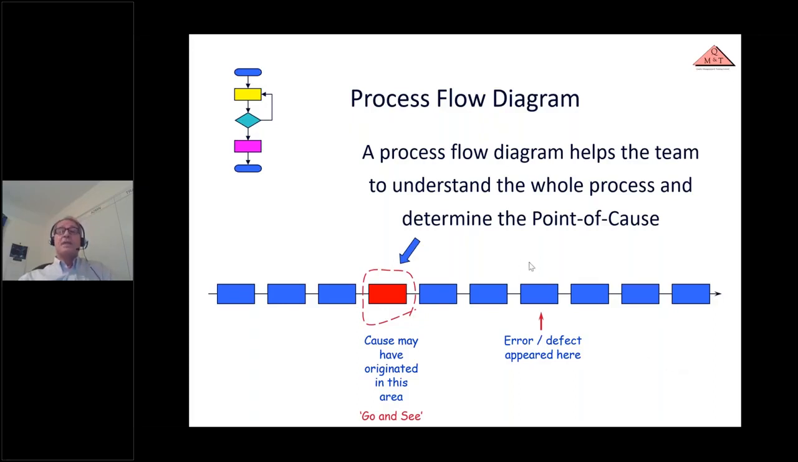And this helps the team to determine the most likely point of cause in the process. The error or defect may have appeared downstream or even external to the organisation, but it's quite likely that the point of cause is upstream, and the team will be able to use their knowledge to determine the most likely place where the cause could have originated. And then, of course, they will go to Gemba.